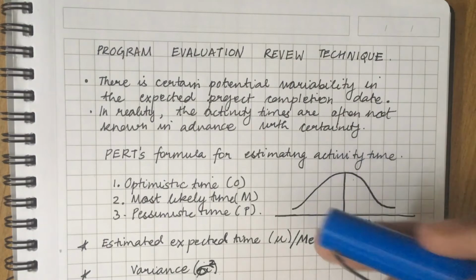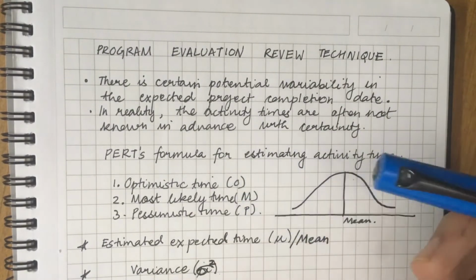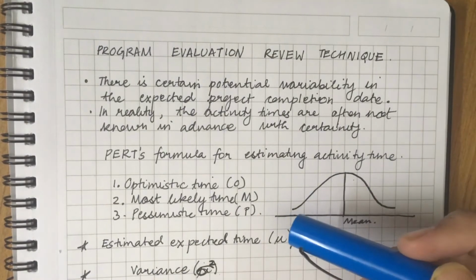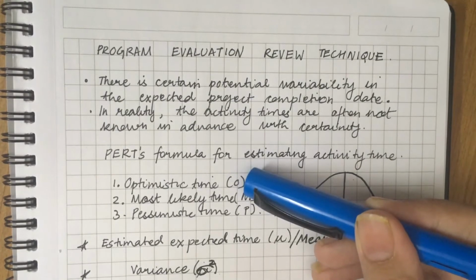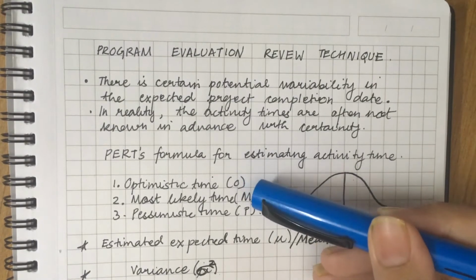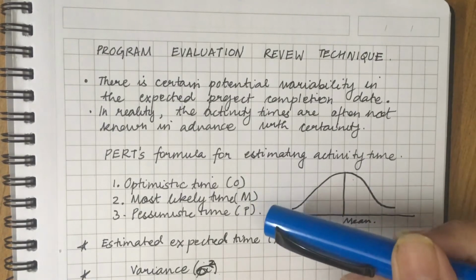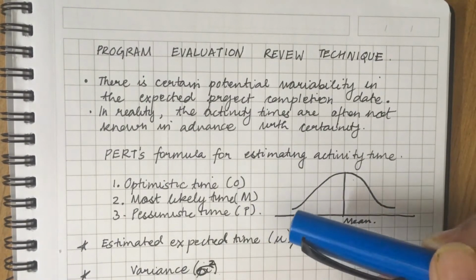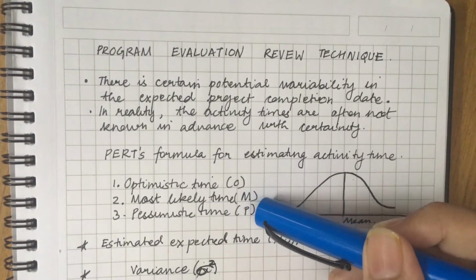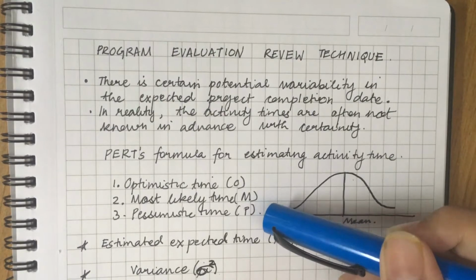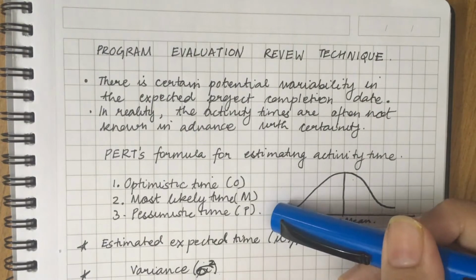In PERT, at the start of the project itself, there are 3 estimates of activity times. The first is the best possible time, which is called optimistic time, and it is denoted by O. Second is ideally the time it should take considering normal circumstances, which is called most likely time, also denoted by M. And third is the worst possible time considering contingencies, etc. This is called pessimistic time, denoted by P.